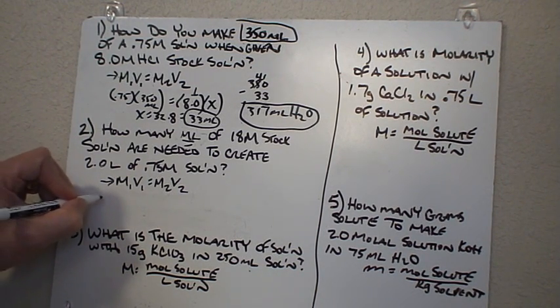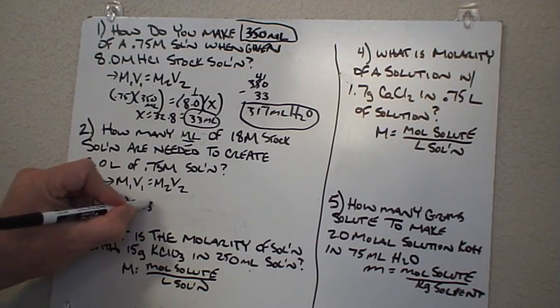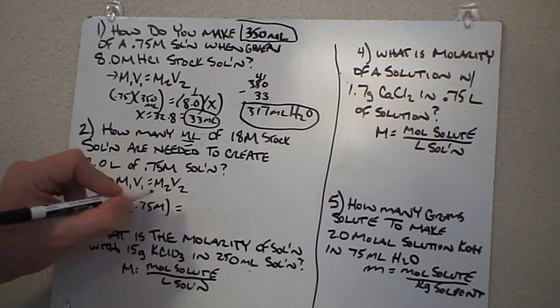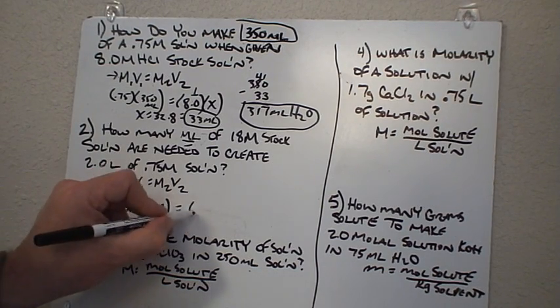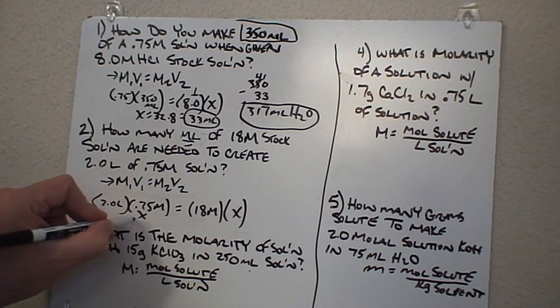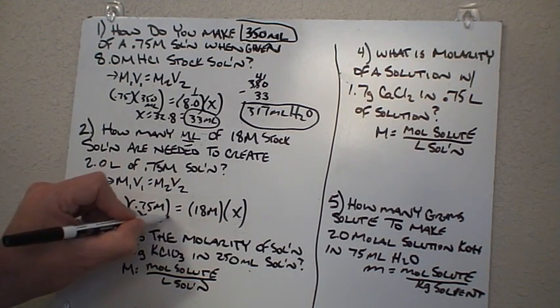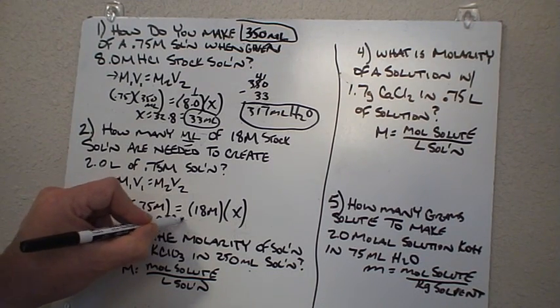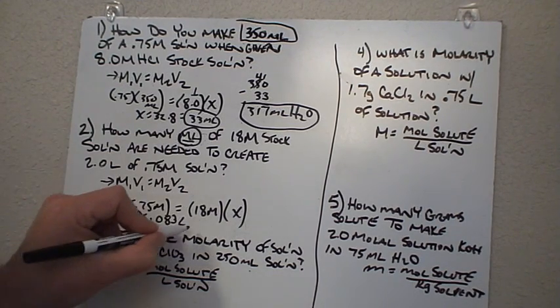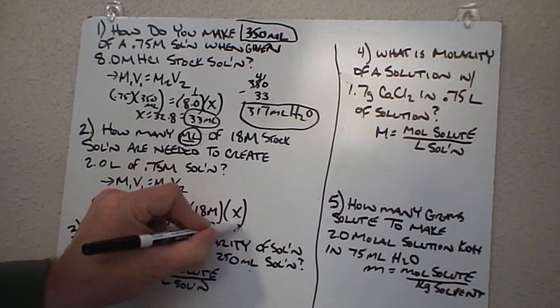Here's my equation. I have 2.0 liters, and I have 0.75 molar. Okay, so the question is, how many milliliters of 18 molar stock solution? And so there's my X. However, you've got to be careful. When I solve for X, I end up with an answer of 0.083, but that is in liters, and this problem is asking for milliliters. So make sure you do that one last step, and that's 83 milliliters.